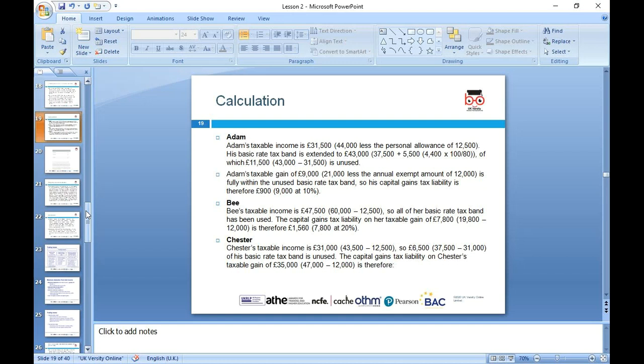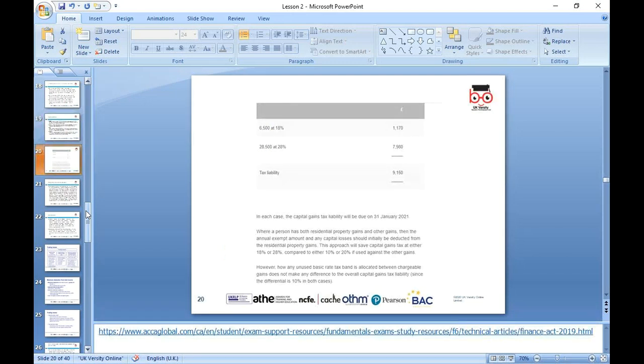We are calculating only the capital gains tax, which is 10% on 9,000. Only the 9,000 will be charged. If he doesn't have any other income, like he's not working and doesn't have any salary income, we can use the personal allowance towards the gain as well. Okay. So it means he's not going to pay any tax.